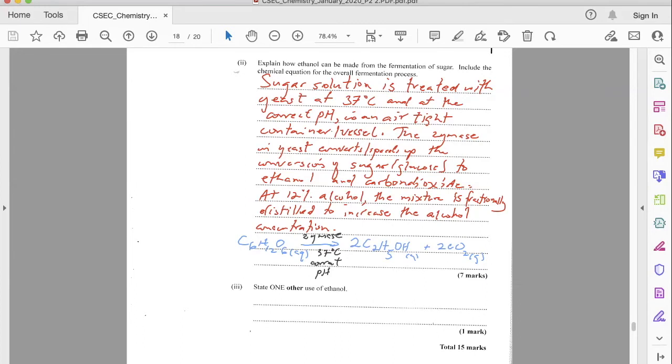All right, the other thing that must be noted is that we need to state the correct pH because the enzyme zymase is pH sensitive. If the pH is too low, it can render the enzyme inactive. And also we must state the optimum temperature used, which is 37 degrees Celsius. I hope this is clear. So let's just fix that.